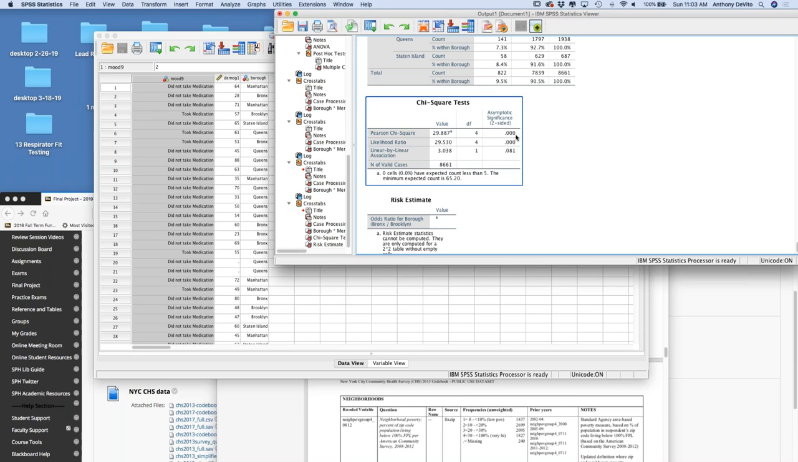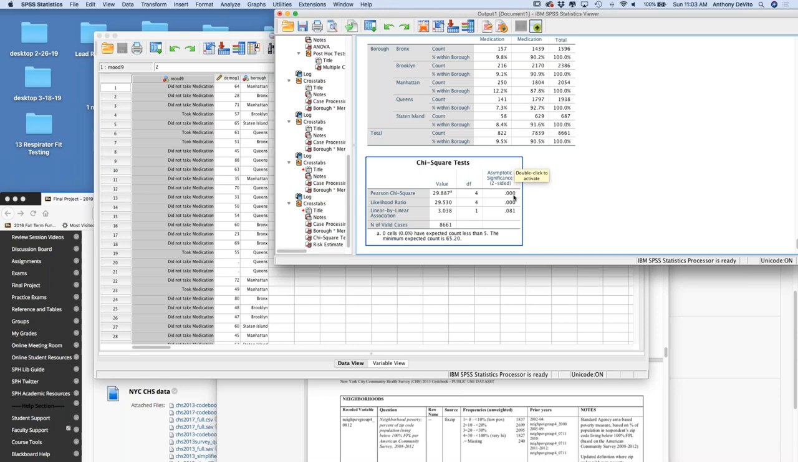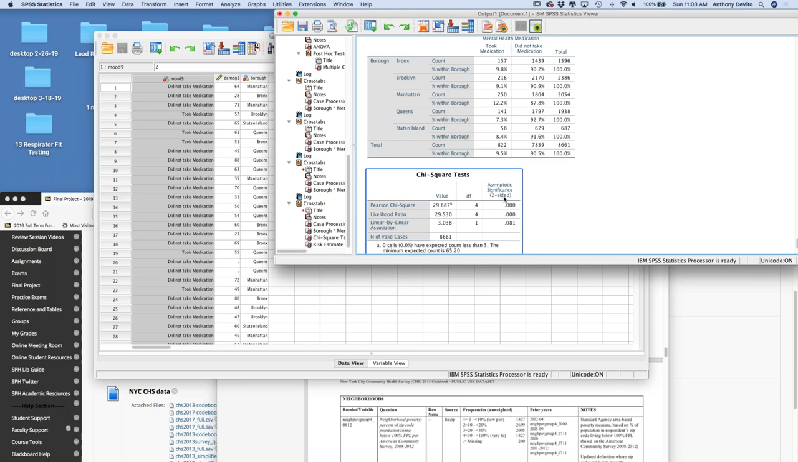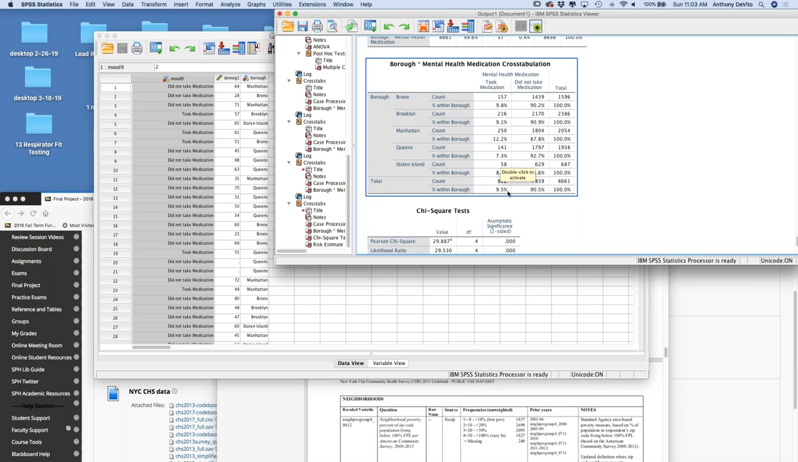You're going to get that result quite a bit here, because this data set is enormous. It's 8,000 people. So frequently, if you're able to reject the null hypothesis, you're going to get a very low value for significance, or p-value, the likelihood of getting that big a difference. So in this case, I can reject the hypothesis that there's no association, and accept the alternative hypothesis that there is an association between the borough you live in and how likely you are to take medication. And in fact, if I go back to my table, I can see where the rates are highest and lowest by looking at my percentages by rows.